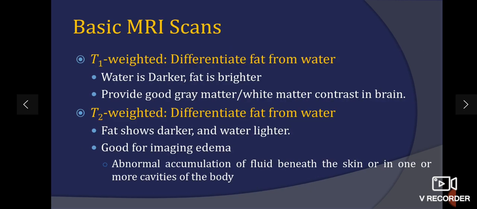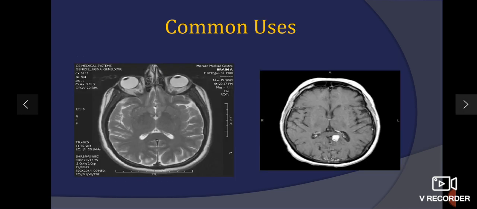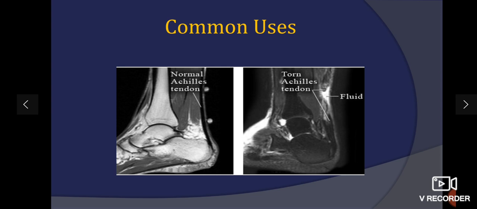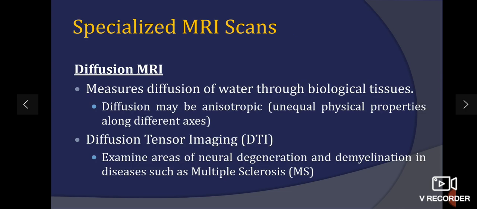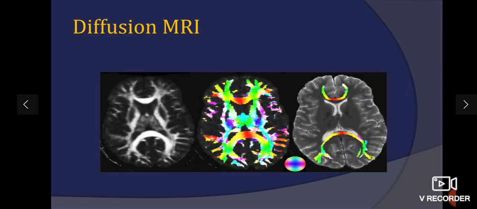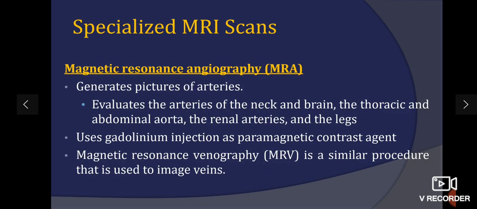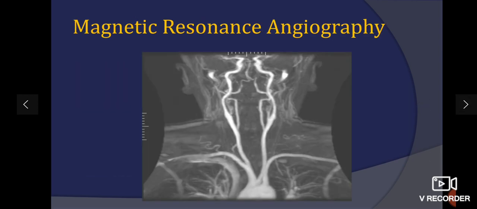So there are T1 and T2 weighted basic MRI scans. So these are the common uses. Specialized MRI scans are this one, and this is the diffusion MRI, magnetic resonance angiography.